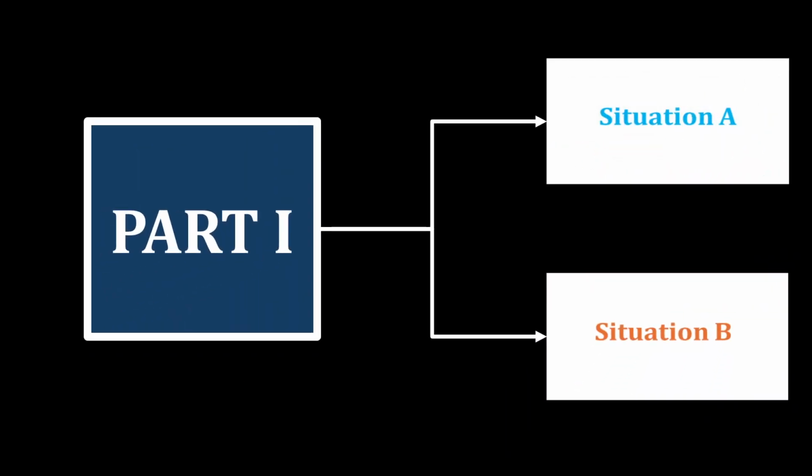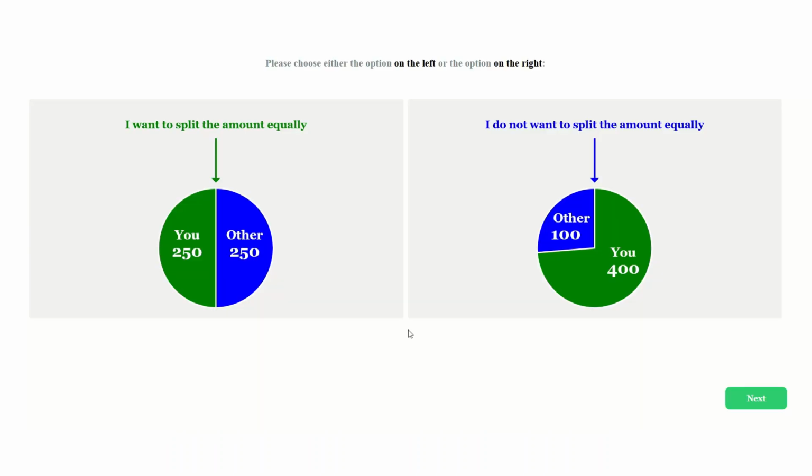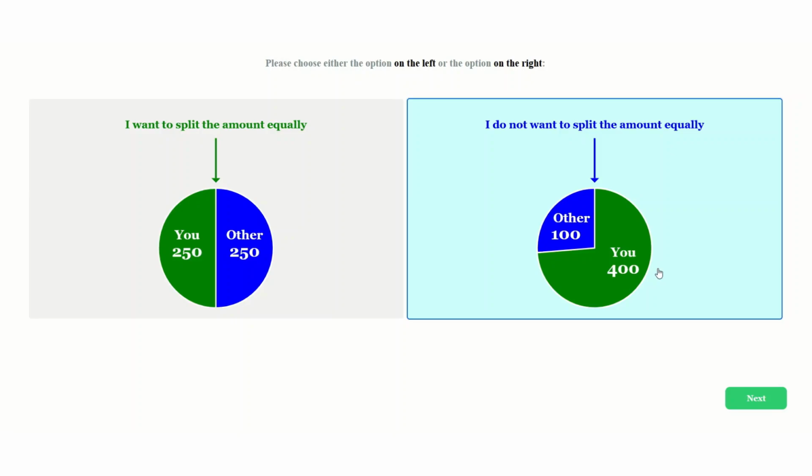Let's now move on to situation B. In this situation, you are randomly and anonymously paired with another person. We will now want you to make a choice on how to split this amount of money. You can choose from the following options. Split the amount so that you each get 250 euros. Split the amount so that you get 400 euros and the other person gets 100 euros.